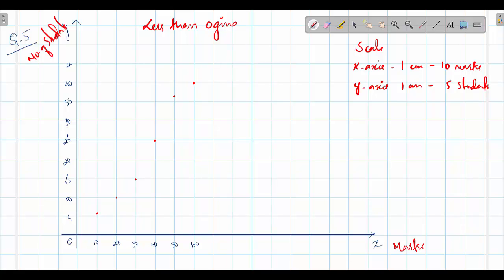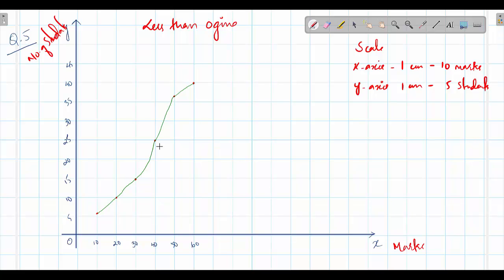Now what we have to do is join these points. Alright, so let's do that. Let's use a different color. Okay, so this is our less than ogive.